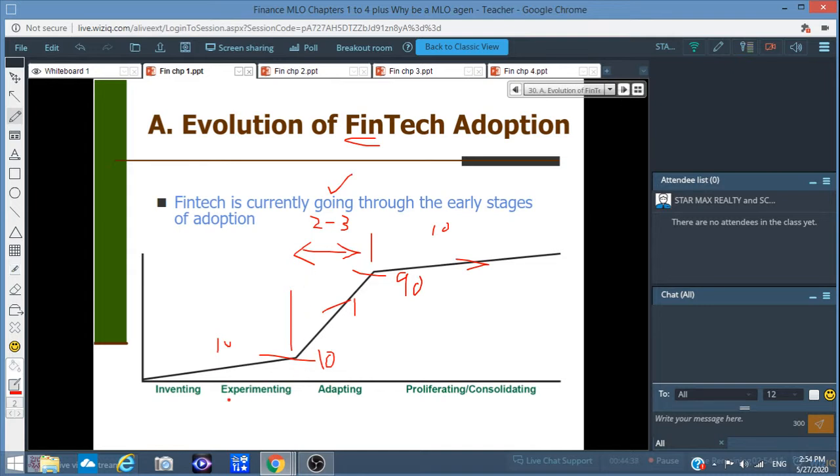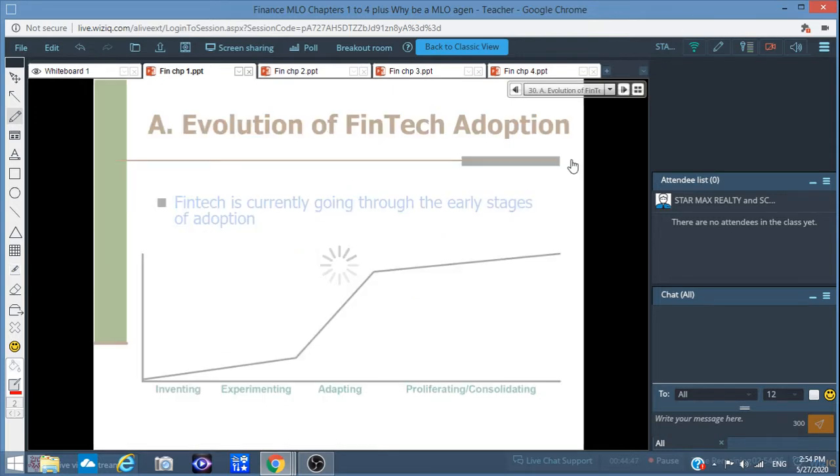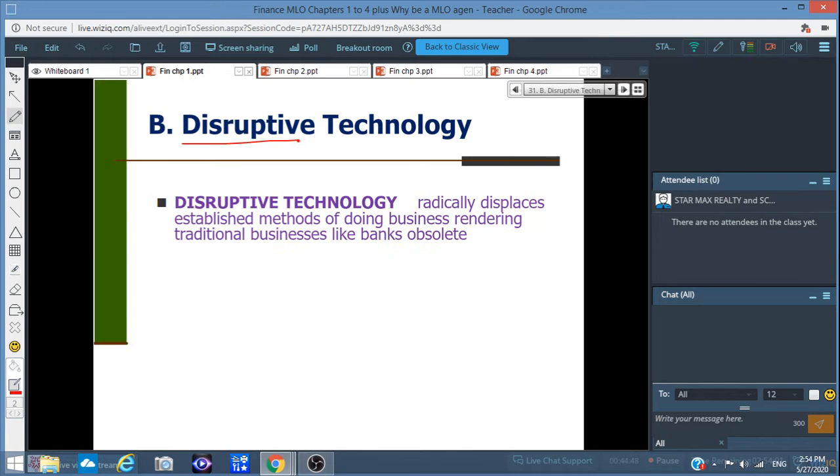你看，我们那个手机，right, smartphone, right, how long ago smartphone, right, not many people have one, but right now everybody has one, okay. Alright, disruptive technology, same thing. So, what is it? It radically displaces established method of doing business, rendering traditional business like banks obsolete.